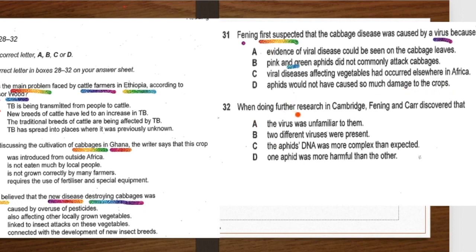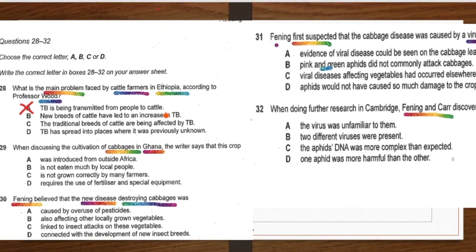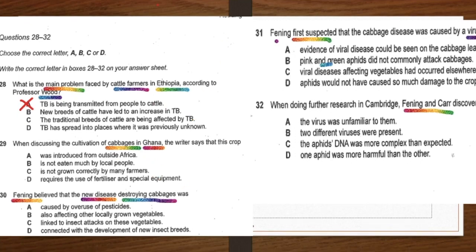Okay. When doing further research in Cambridge, Fenning and Carr discovered that the virus was unfamiliar to them. Two different viruses were present. Aphids' DNA was more complex than expected. One aphid was more harmful than the other. So as you see, the questions as well as the multiple choice options are all long sentences. So we have to read very carefully and understand what we are looking at.